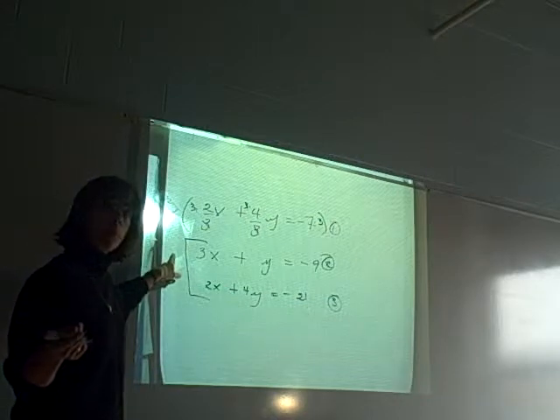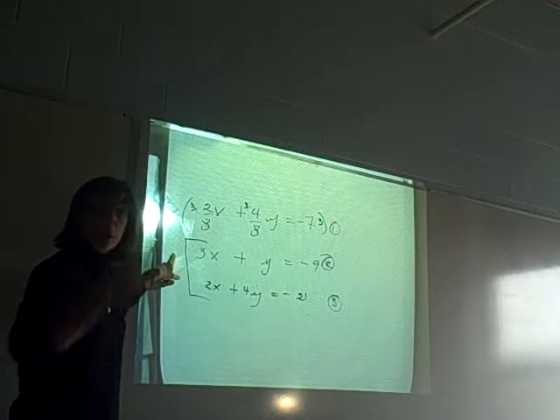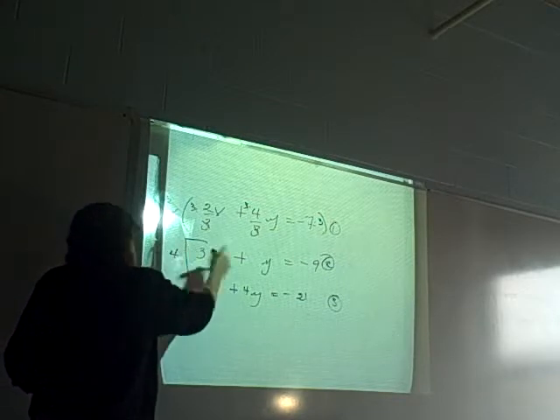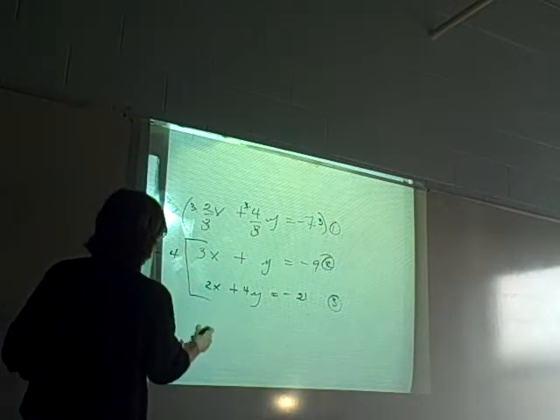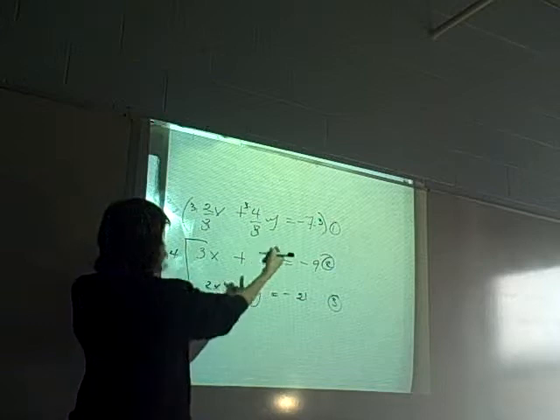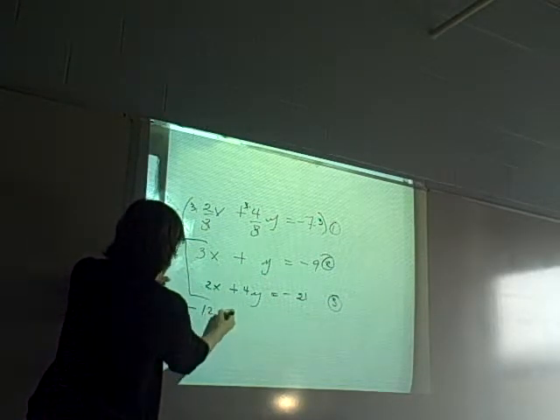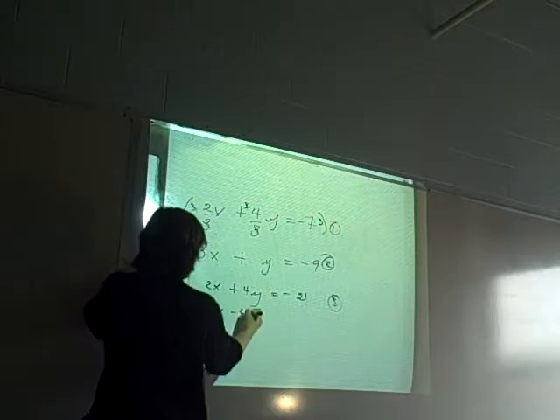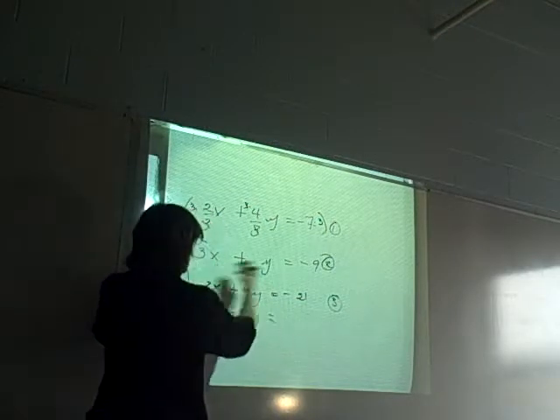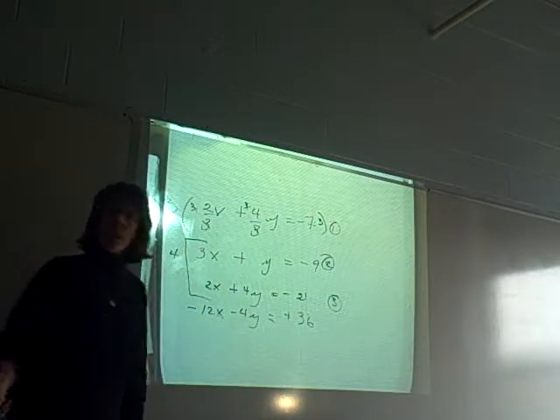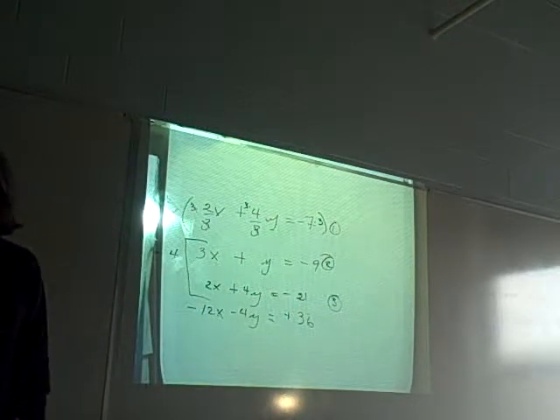Multiply the top one by what? Negative 4. Negative 4, does that work for everybody? So I'm going to multiply this whole row by a negative 4. So I'm going to change equation number 2, and I am now going to have a negative 12x minus 4y is going to be what? A positive 36? Okay, what can I do now?